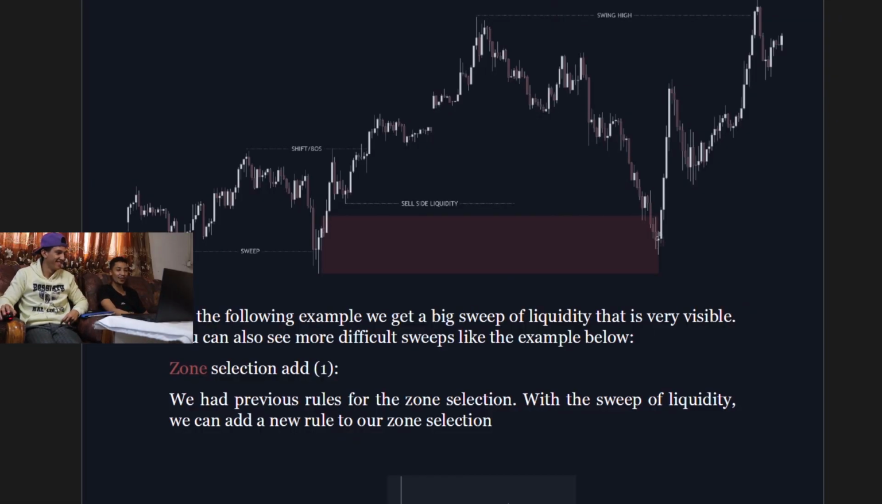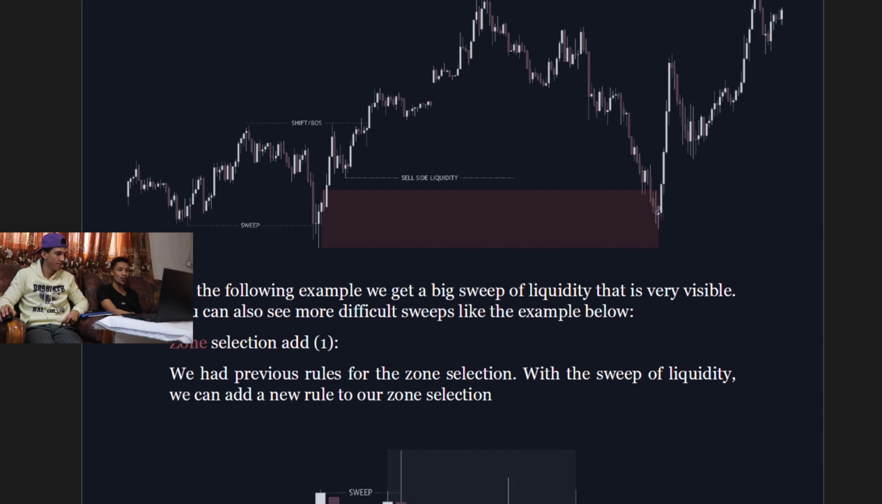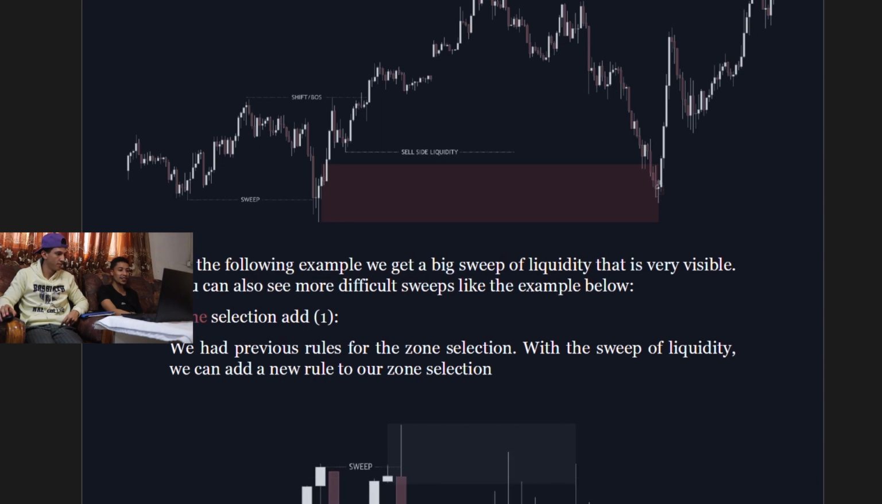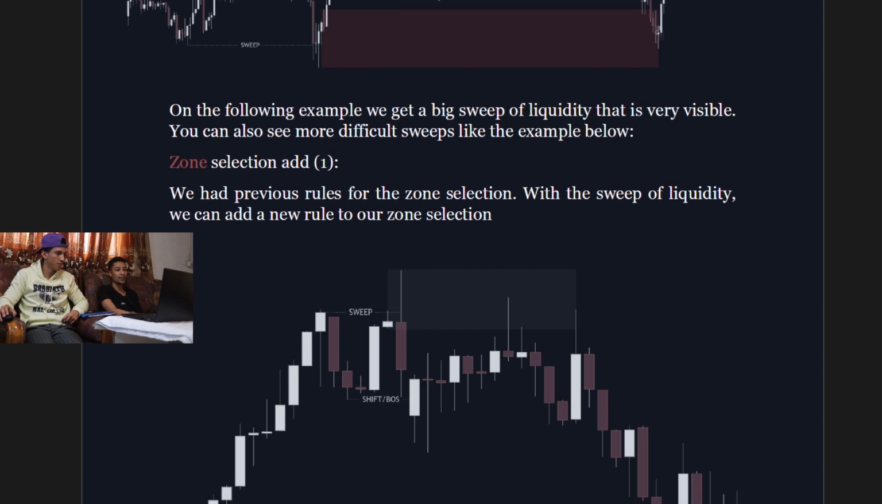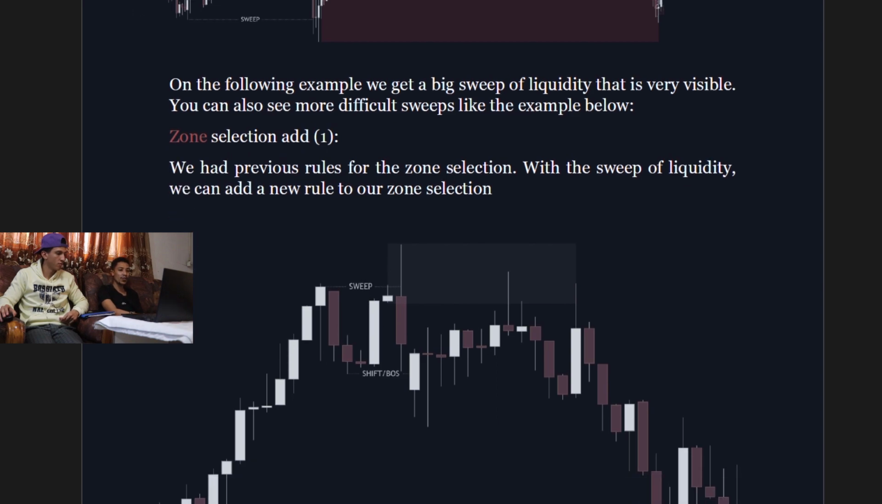Okay. In the following example, we get a big sweep of liquidity that is very visible. You can also see more difficult sweeps like the example below. Zone selection. We add previous rules for zone selection. With the sweep of liquidity, we can add a new rule to our zone selection.